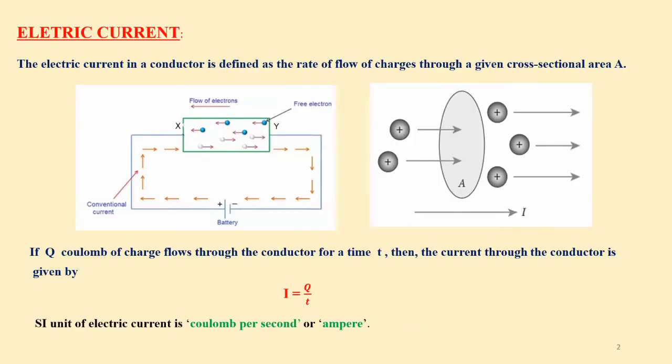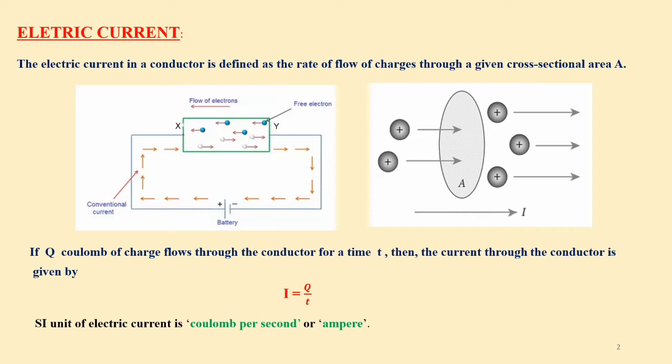Now, let us define electric current. The electric current in a conductor is defined as the rate of flow of charges through a given cross-sectional area A. Now you look at the diagram on the left.